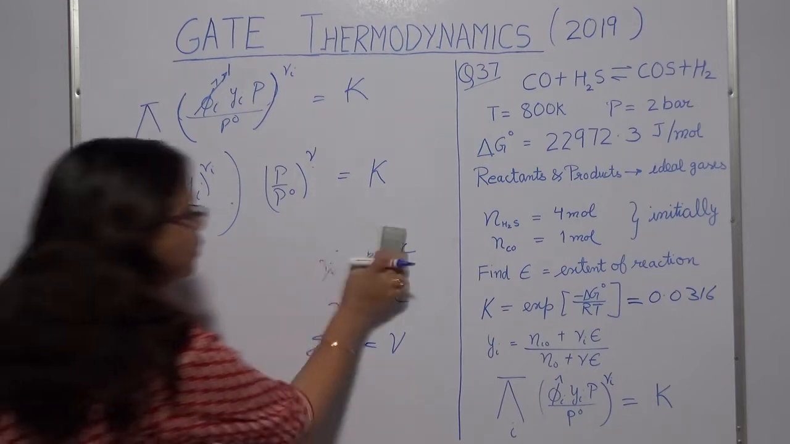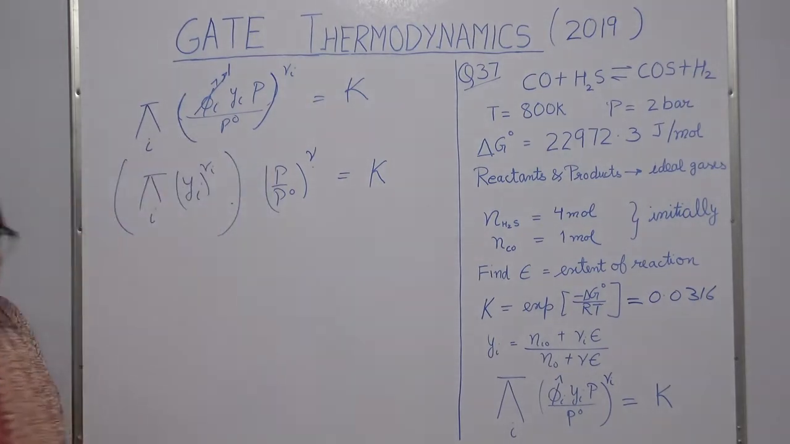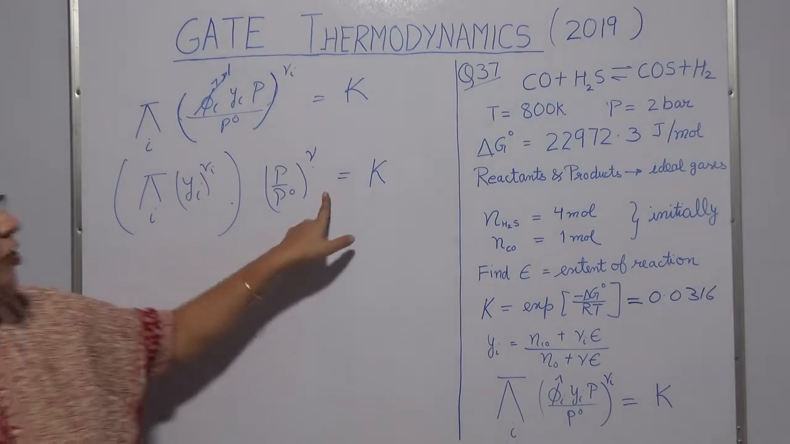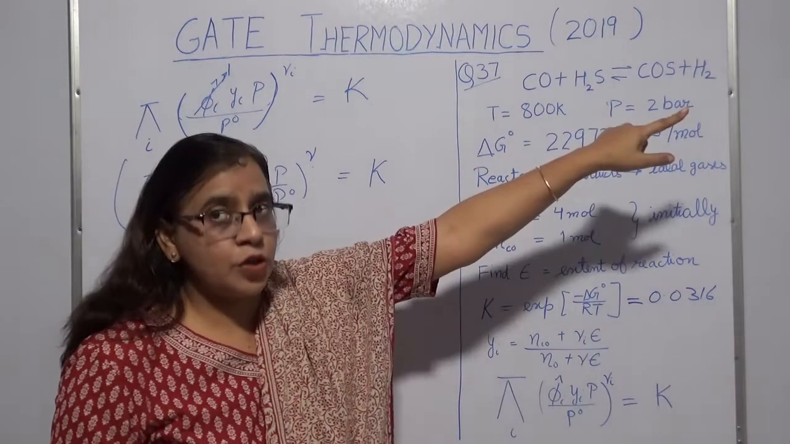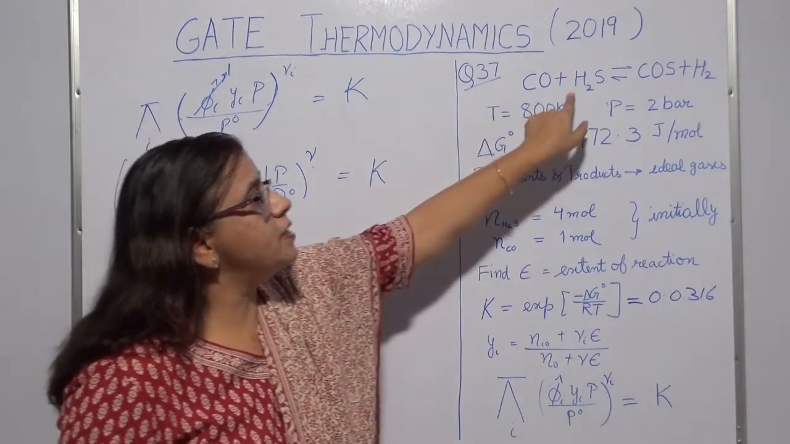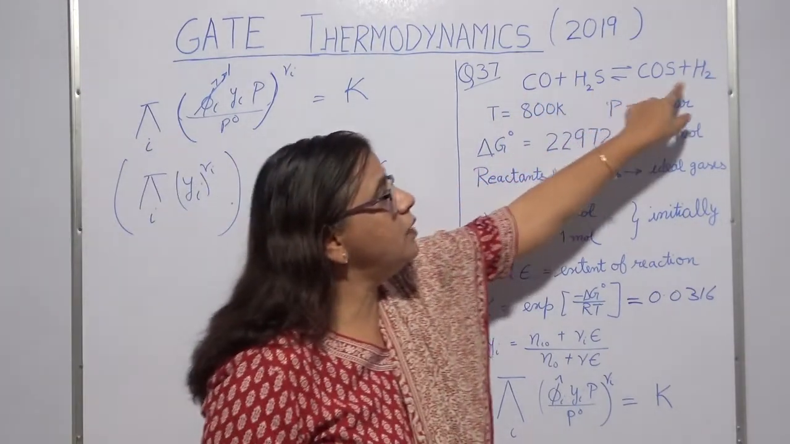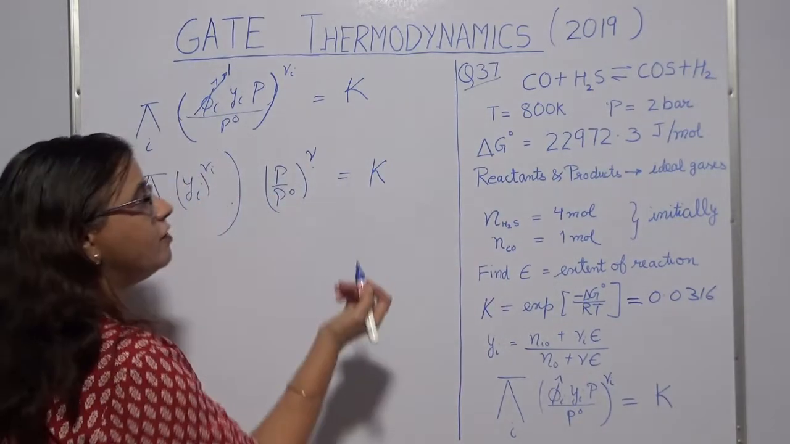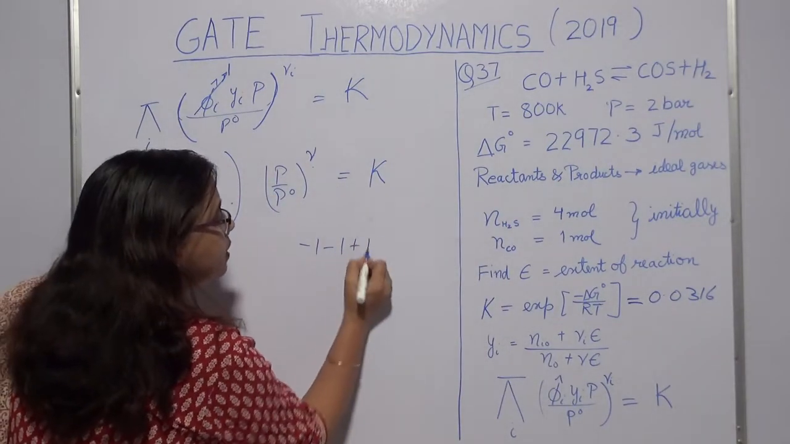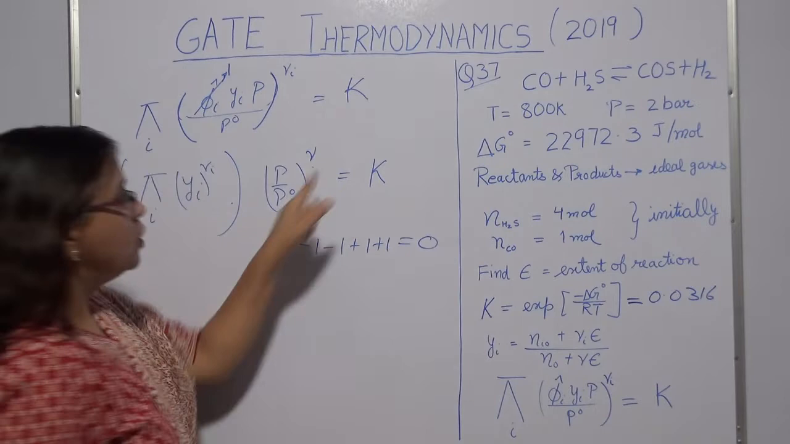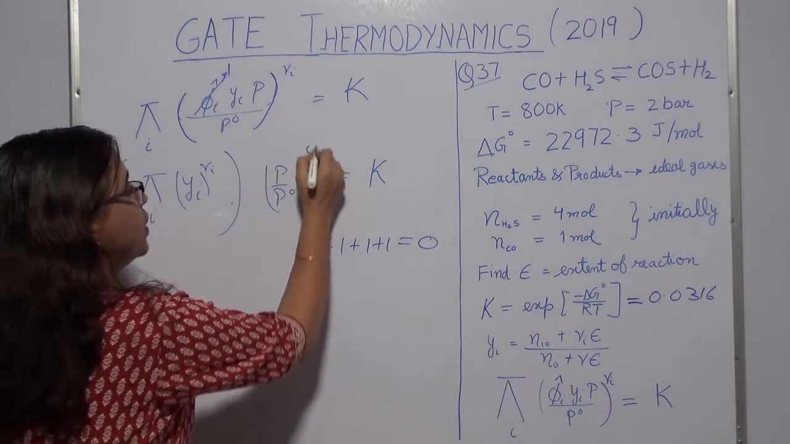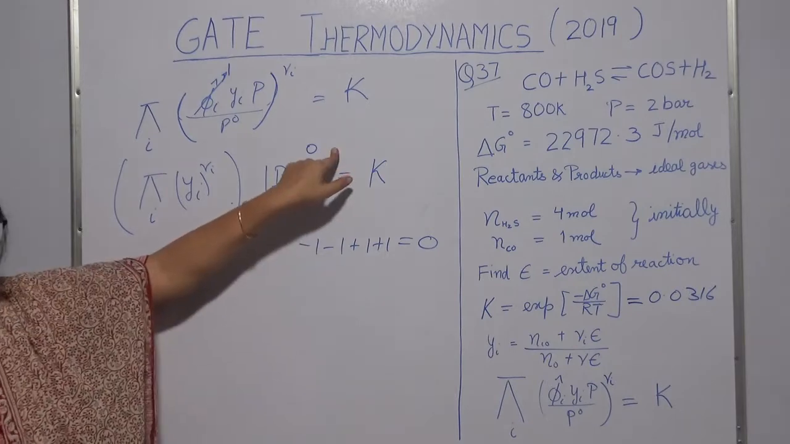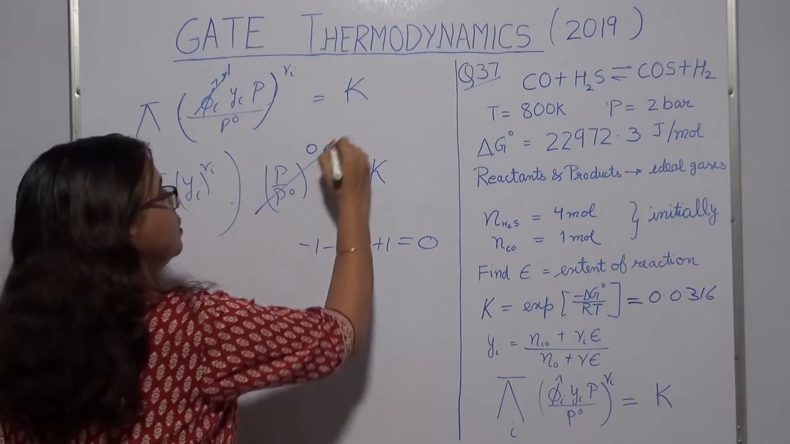Now let's find out what nu is for this reaction. Nu, I have said, is the addition of all the stoichiometric coefficients. For this it is minus 1, plus 1, plus 1. So I essentially have minus 1, plus 1, plus 1, which is equal to 0. So your nu value is 0, and anything which is raised to 0 has a value of 1.